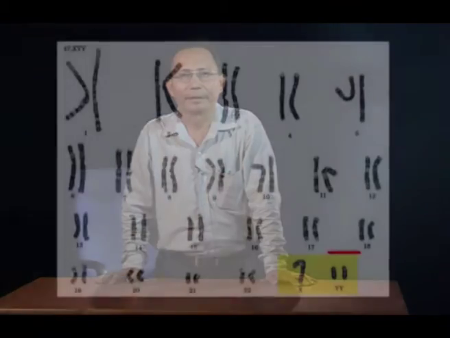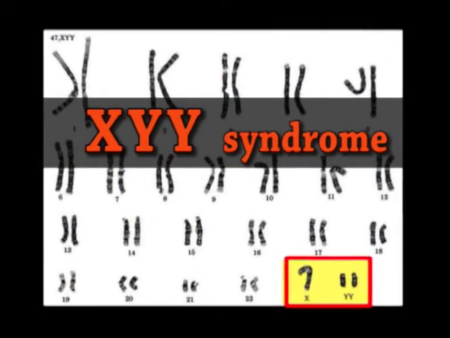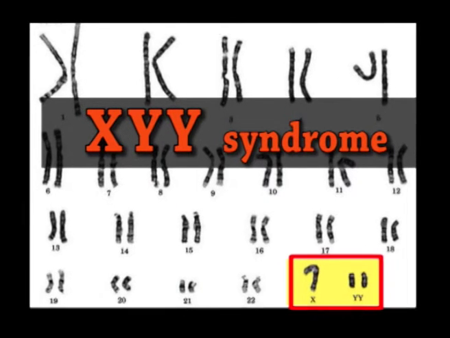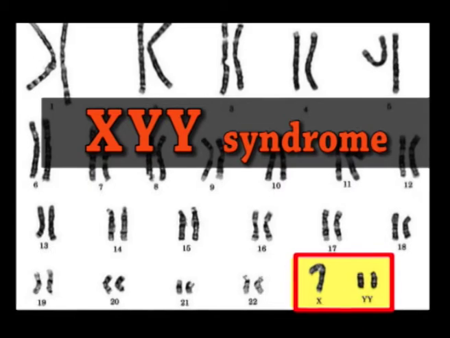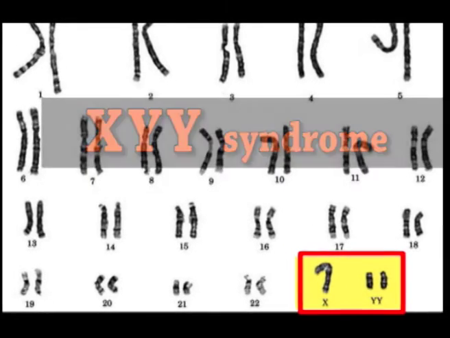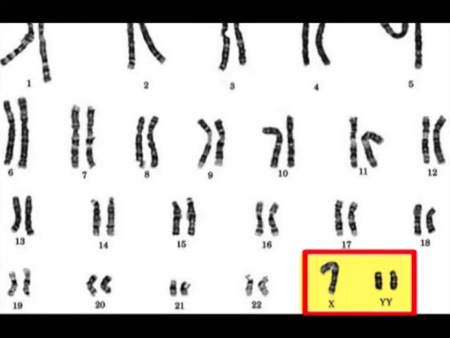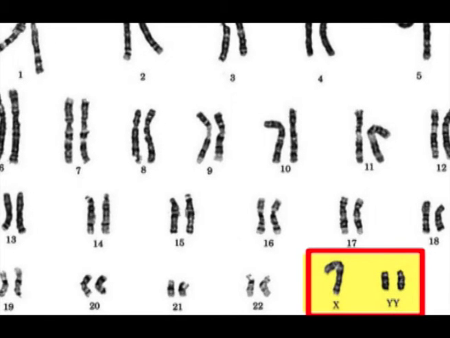Similarly, we have XYY syndrome. Here, XYY definitely should be a boy because XY denotes boy, and there is another addition of a Y chromosome. So the chromosome complement will be 47, 46 plus an extra Y chromosome. Such boys are usually taller than their siblings. Like XXY boys and XXX girls, they are more likely to have learning difficulties.